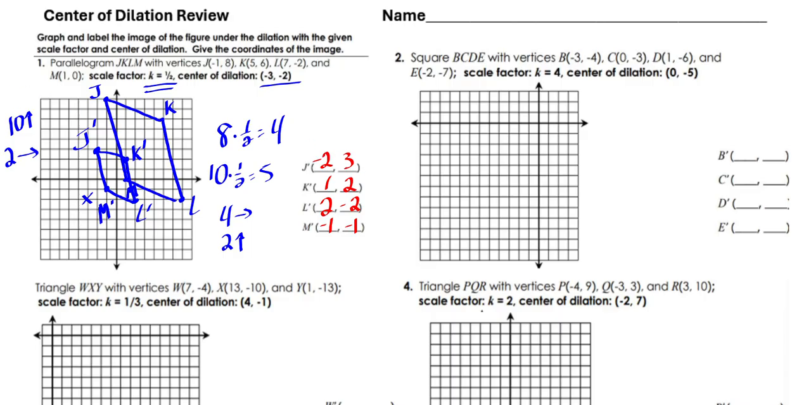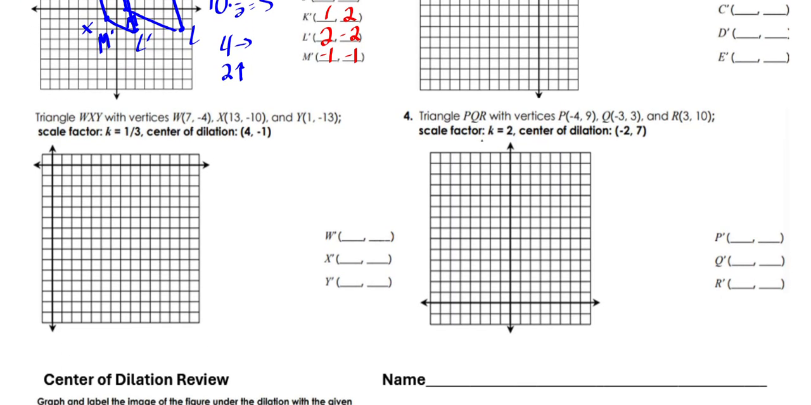Right, I'm going to do one more of these. Got triangle WXY. 1, 2, 3, 4, 5, 6, 7. 1, 2, 3, 4. 13, 1, 2, 3, 4, 5, 6, 7, 8, 9, 10, 11, 12, 13. 1, 2, 3, 4, 5, 6, 7, 8, 9, 10. I think these are 15, so I'm just going to drop that down to there, -13.